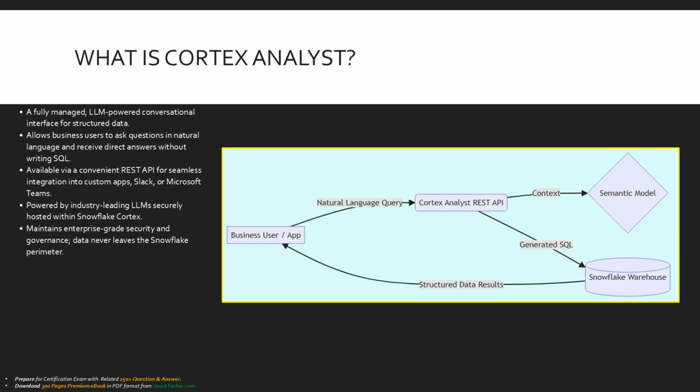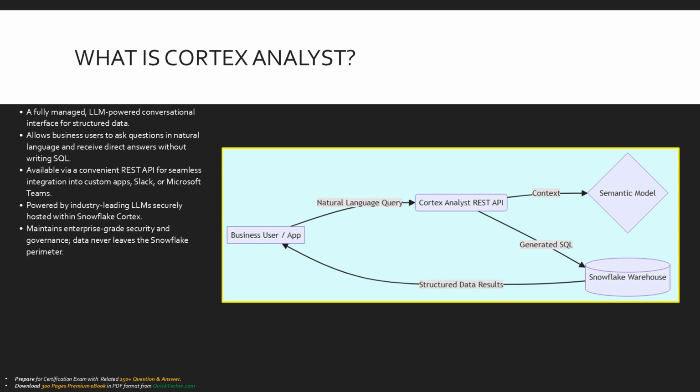Let's take a look at this high-level architectural flow to really understand how the pieces fit together. On the far left, we have our business user. They interact with a client application, perhaps a sleek Streamlit app or a Teams chatbot, by typing a question in natural language. This request securely hits the Cortex Analyst REST API. Once inside, Cortex Analyst goes to work. It leverages Snowflake-hosted large language models to interpret the intent of the question.